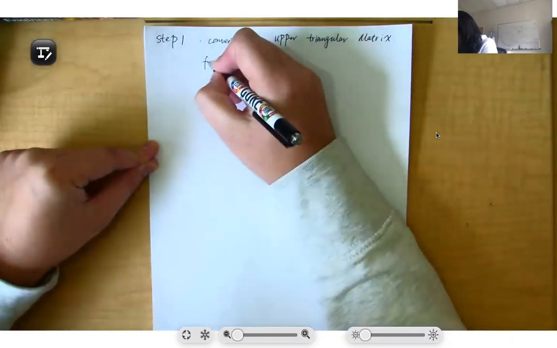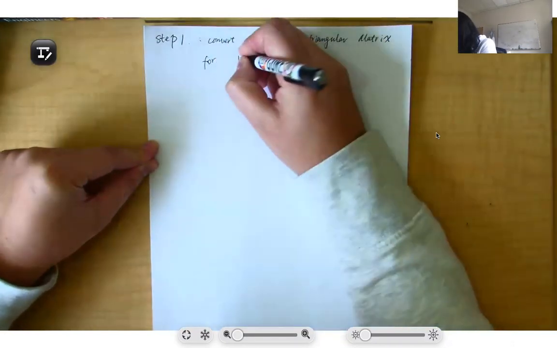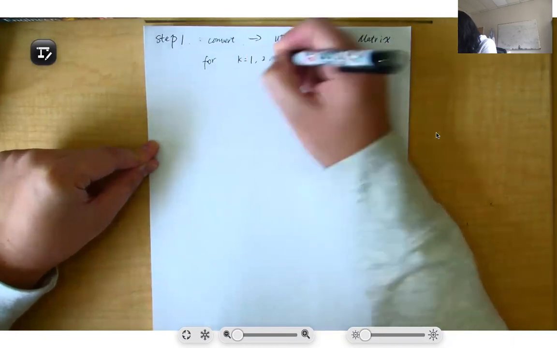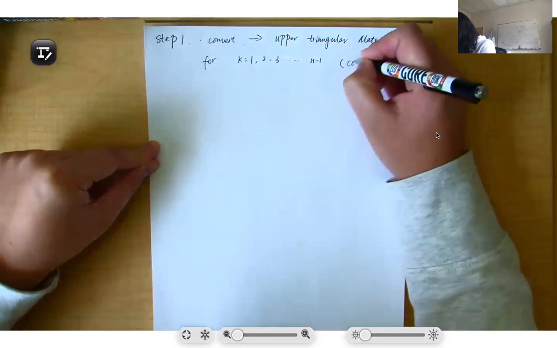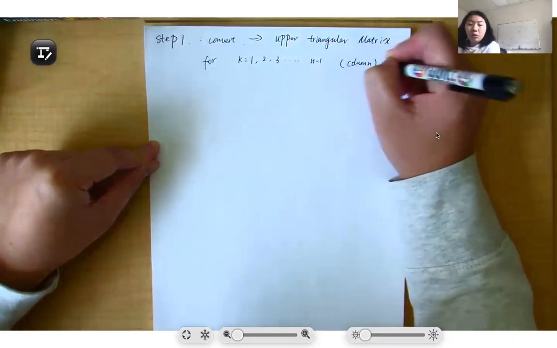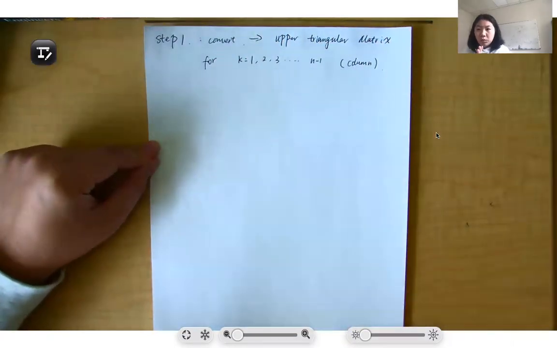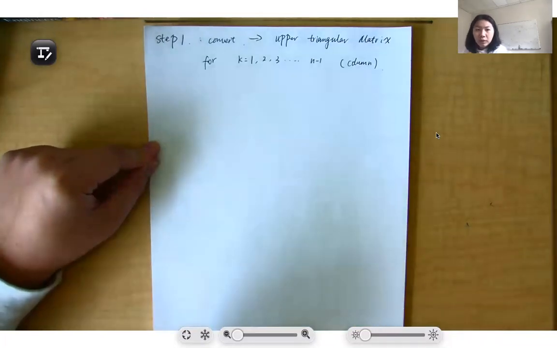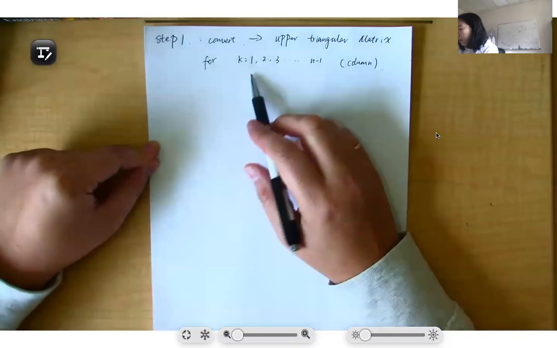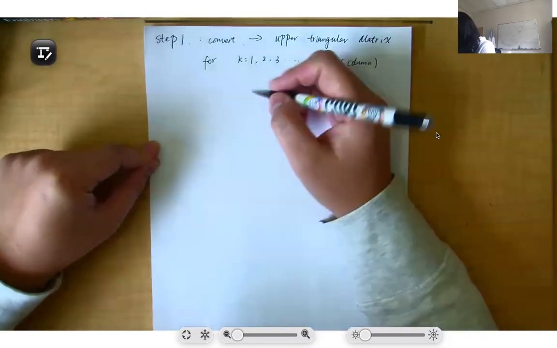And how do we do that in programming? We will use a loop for converting to the upper triangular. So let's write a for loop for k equals 1, 2, 3, until n minus 1. That is the column. We don't need to do the last column, but we need to go from 1 to n minus 1, trying to make the lower triangular part of each column 0.